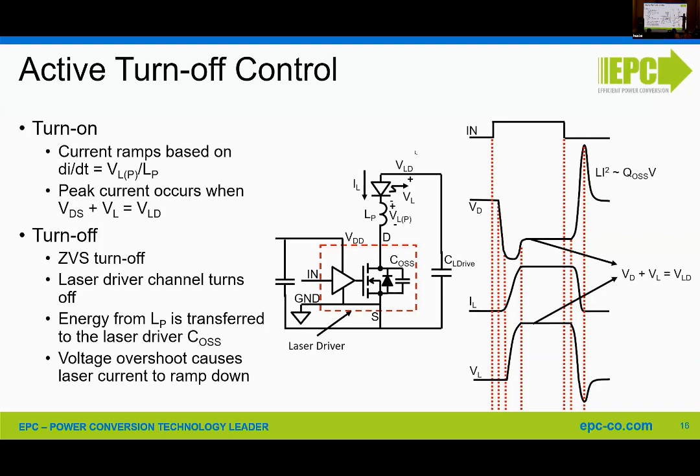As the current goes into the capacitor, you're going to get an overring. And here you have negative voltage across the inductor. So now the negative voltage across the inductor is going to drive the current down to zero.